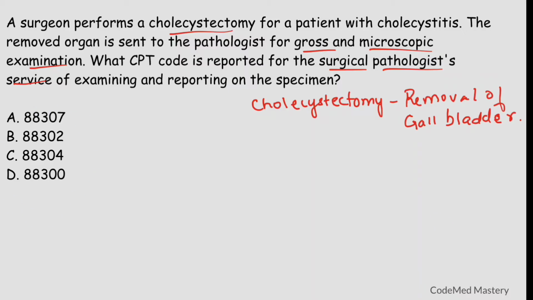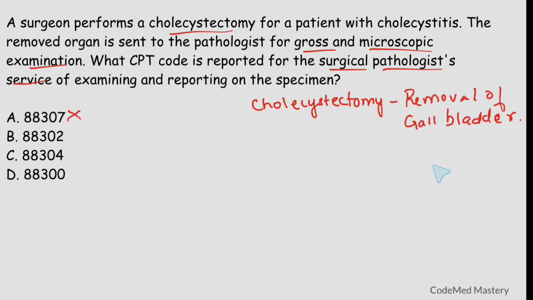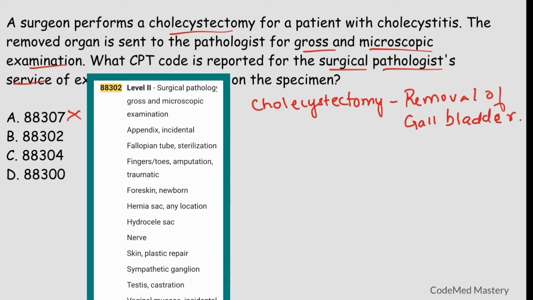Check option A 88307. That is for level 5 surgical pathology gross and microscopic examination. So below that they have given the names of the specimens. Check whether gallbladder is mentioned in the specimens. Below 88307 they have not mentioned gallbladder. So eliminate option A. And coming to option B, 88302. 88302 is for level 2 surgical pathology gross and microscopic examination. Below that code also they have not mentioned gallbladder. Right. So we cannot use 88302.